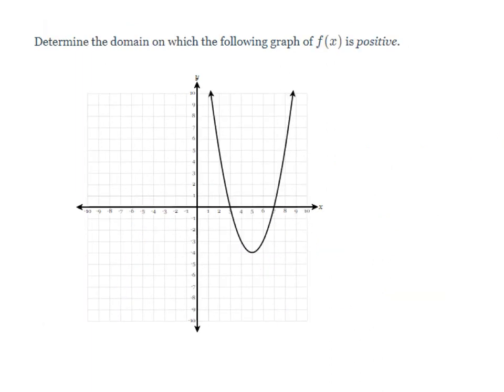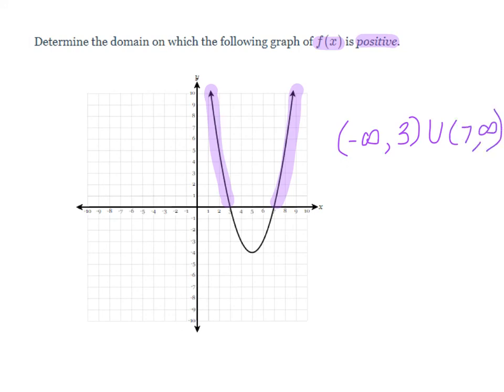And then one more example, determine when this is the f of x, so again, y values are positive. So that is when the y values are above the x-axis. So I've highlighted that in purple, and since it's starting with the arrow that's negative infinity and it continues until 3, and then again we're going to want to use that or, and then it starts at 7 and it continues to infinity.